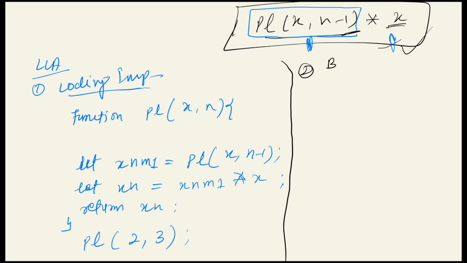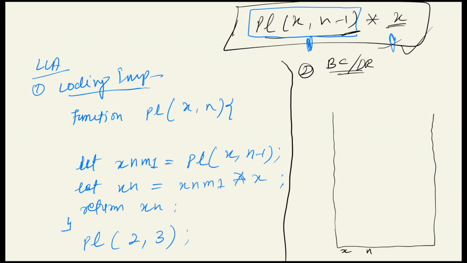Okay, now we are going to implement a second step, that is stack implementation, where we will find base case or dry run. Okay, so here we will implement a stack. In this stack, the value of x will be here, value of n will be here, and here will be x power of n minus 1, and here will be x power of n. Okay, so this line we will consider as the first line, and this line we will consider as the second line.